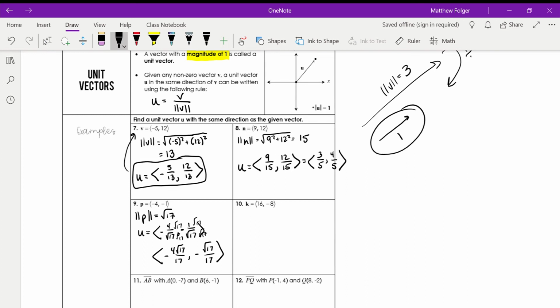All right, letter K. If we're looking at number 10, these are going to be some bigger numbers, but the process is the same. We want to know the magnitude of K. So the square root of 196 plus 8 squared, which is 64. 196 and 64 is 260. Now, let me just double check.